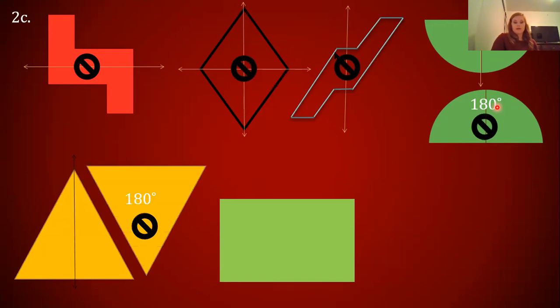Next, we're going to look at the rectangle. We've got one line of symmetry going horizontal. And then we also have one going vertically. So that automatically disqualifies it. We only need one line of symmetry.